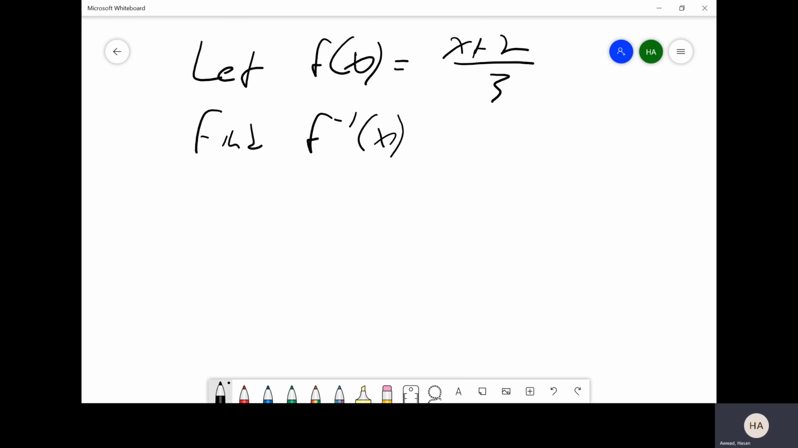So after I find the inverse function, I want to show, or do a check, that this really is in fact the inverse. So let's first start by finding the inverse function. The way that we do that is we start with the original. So the original, once again, is f of x is equal to (x + 2) over 3.